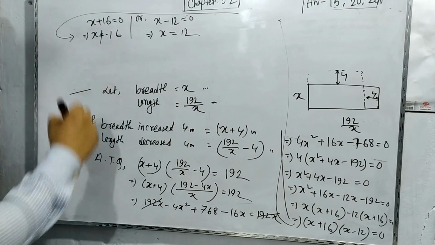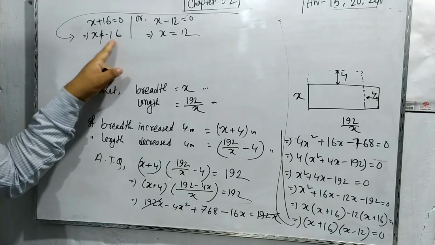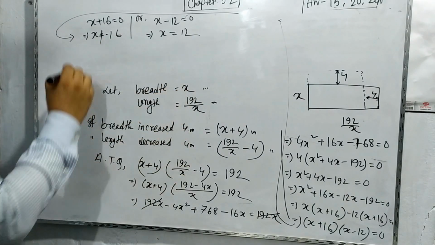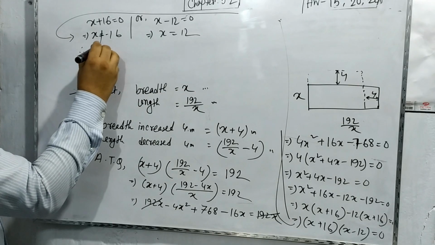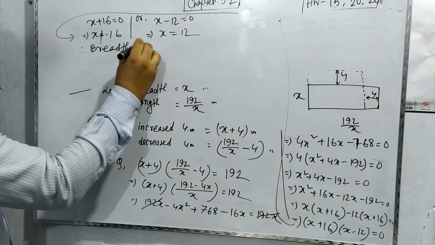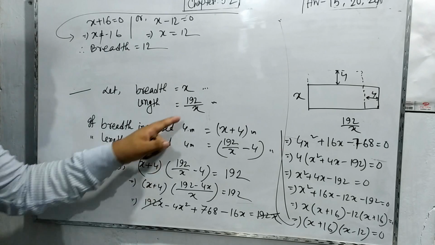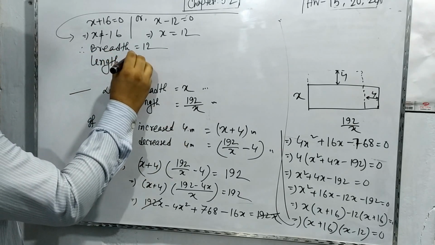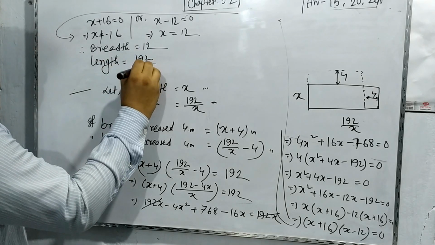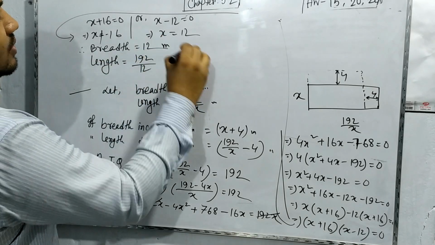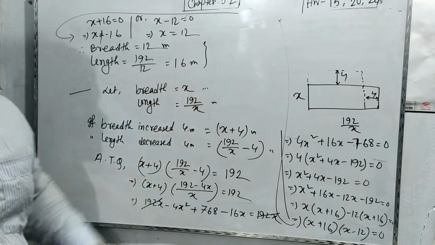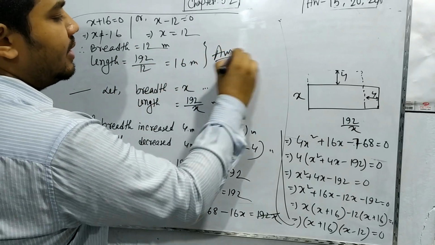Since the length cannot be negative, it will not be minus 16, it will be 12. So our breadth is 12. So what about our length? Length would be 192 divided by 12, that is 16. So our breadth is 12 meter and length is 16 meter. That is our required answer.